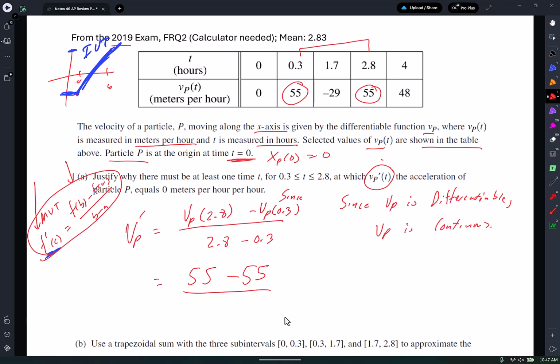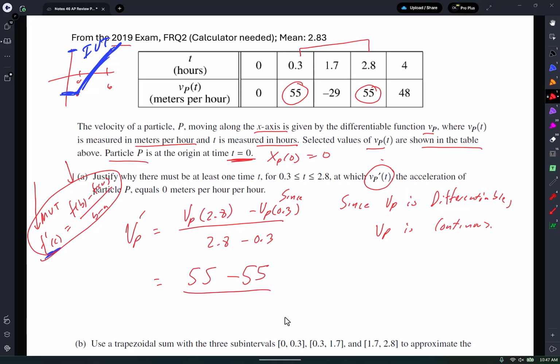I was 55 at 0.3. I was 55 again at 2.8. So your average rate of change of velocity between 0.3 and 2.8, over that time interval, is 0. So because it's 0, the mean value theorem guarantees that V prime, the derivative, the acceleration, is 0 somewhere between 0.3 and 2.8. Because we know it's going to be 0 at some time.